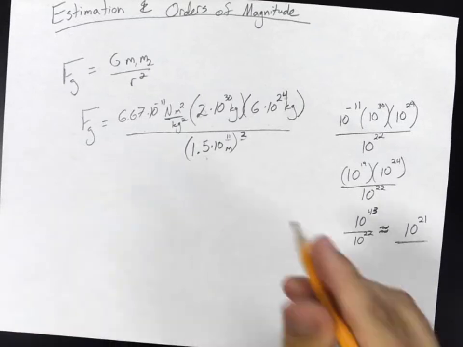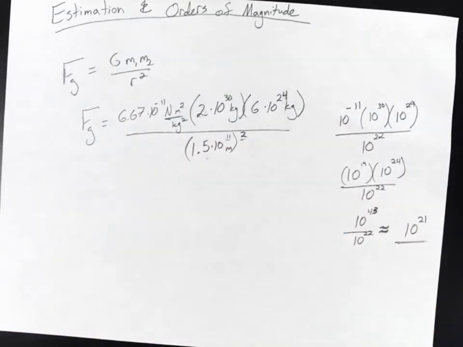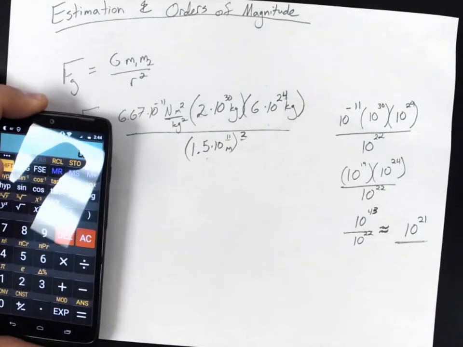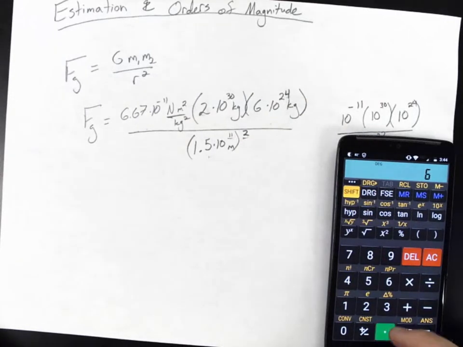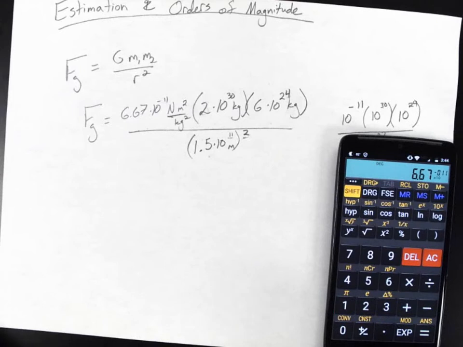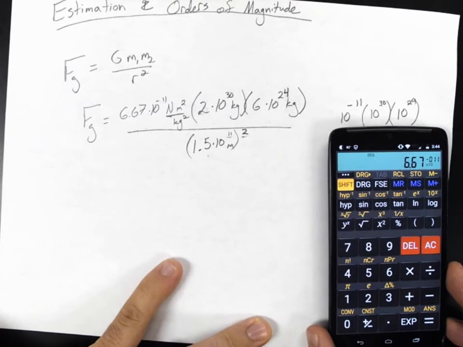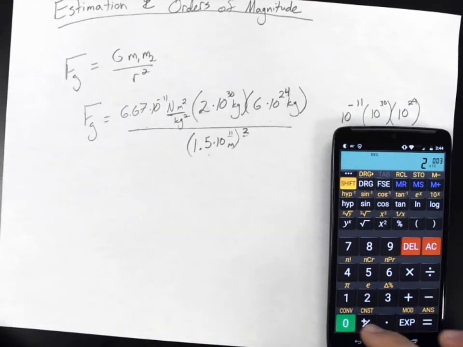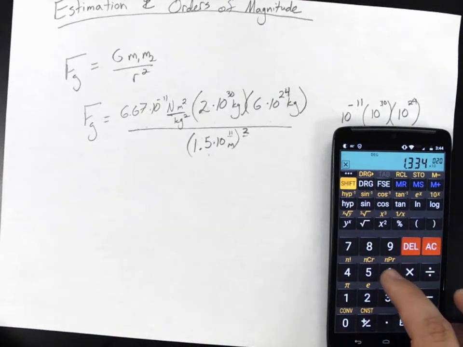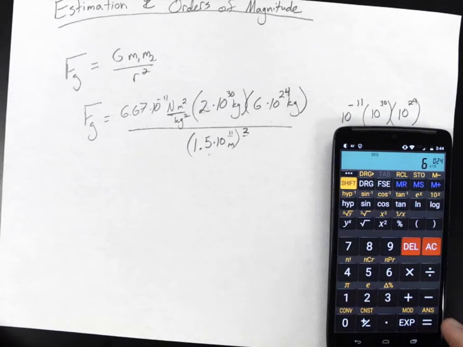Now, if we take these numbers and we put them into our calculator. Okay, first off, I'll bring my little calculator over here. Okay, so we got 6.67 times 10 to the negative 11. A lot of times you'll see just exponential or e for that. Times 2 times 10 to the 30. Times 6 times 10 to the 24.